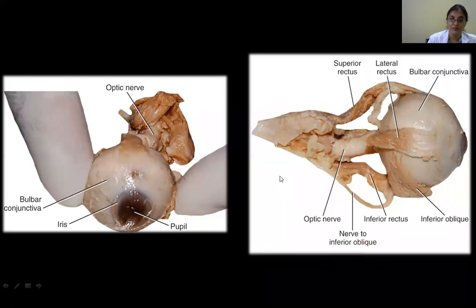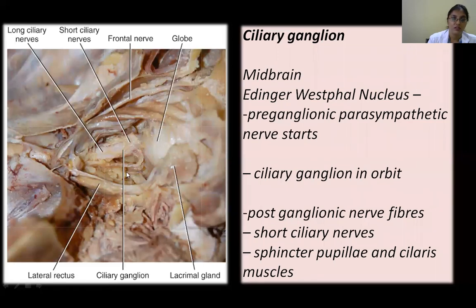Okay, and so in this diagram, you can just refer and see. Here, this small pinhead-sized part is called a ganglion. So what is this? The oculomotor nerve is bringing preganglionic parasympathetic fibers to go to the intraocular muscles. But can they go so freely, like your somatomotor fibers?